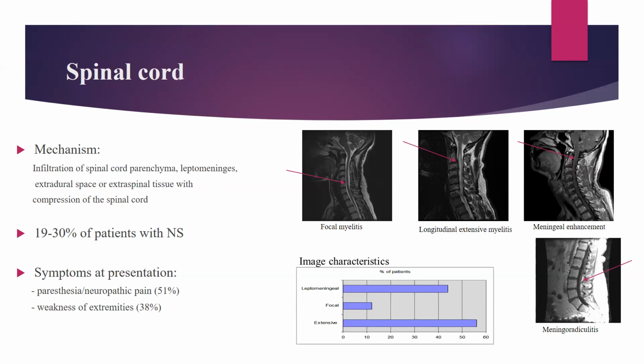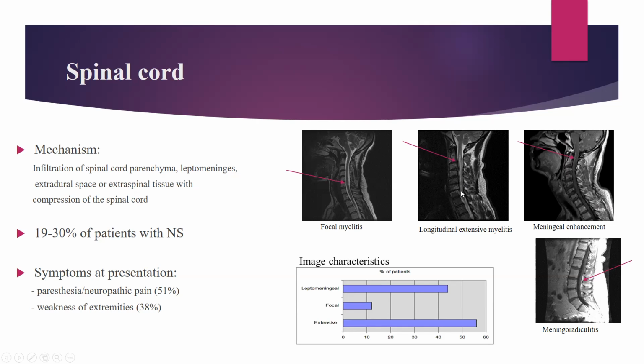So how do they present? They present with numbness, with tingling, with neuropathic pain, or weakness in extremities. On MRI, we see a different presentation. It could be a focal myelitis. I don't know if you can see it, but it's a very small lesion there in the spinal cord.